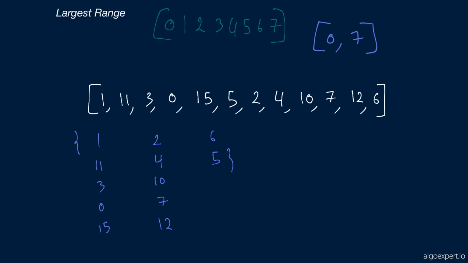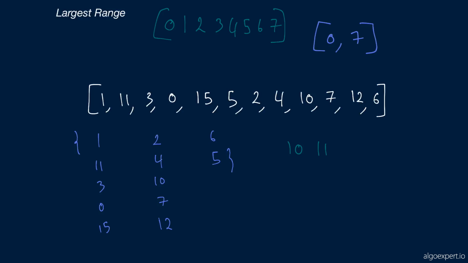Okay, fair enough. So now we move to the next number. We've got the number 11. So 11 could be part of a range, right? And we look at the number to its left, the number 10. Is the number 10 in our hash table? Yes, it is. Okay. Is the number 9 in our hash table? No, it's not. So the number 9 is not in our array. So the leftmost extremity of the range with the number 11 is the number 10.